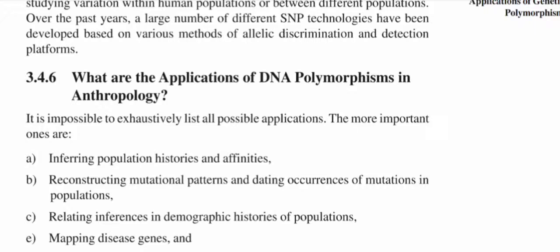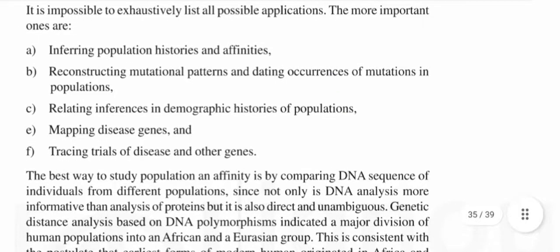What are the applications of DNA polymorphism in anthropology? It is impossible to exhaustively list all possible applications. The more important ones are inferring population histories and affinities, reconstructing mutational patterns and dating occurrences of mutations in populations, relating inferences in demographic histories of populations, mapping disease genes, and tracing trials of disease and other genes.